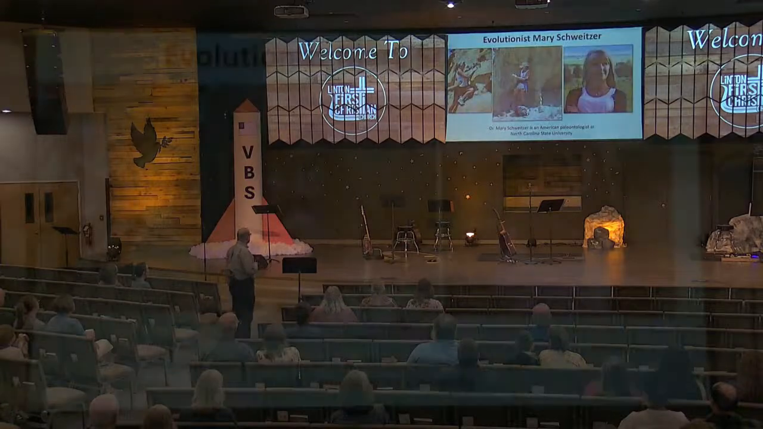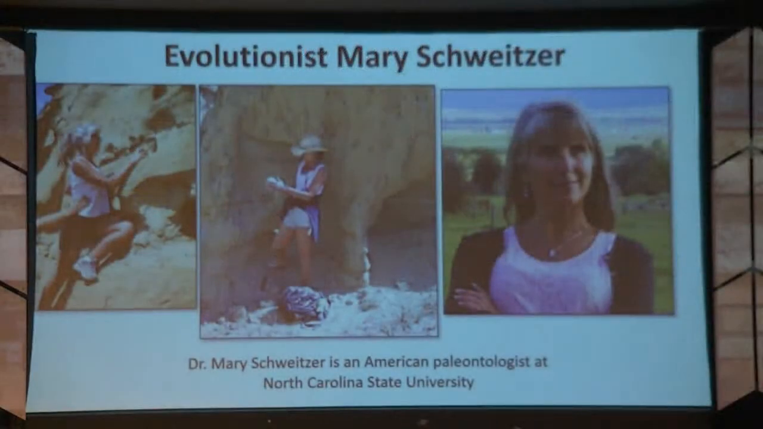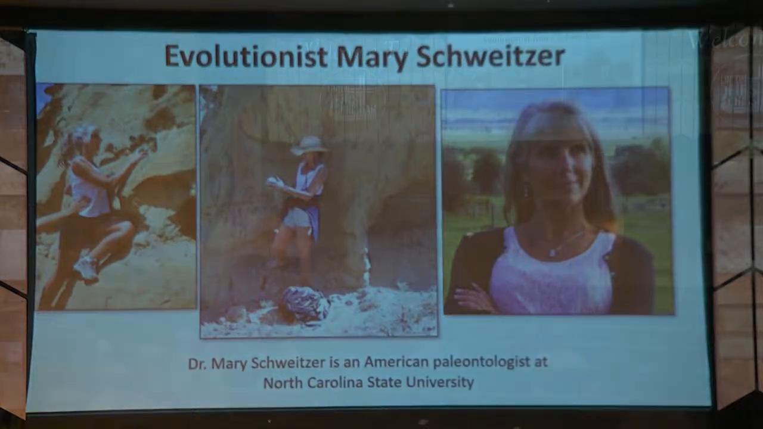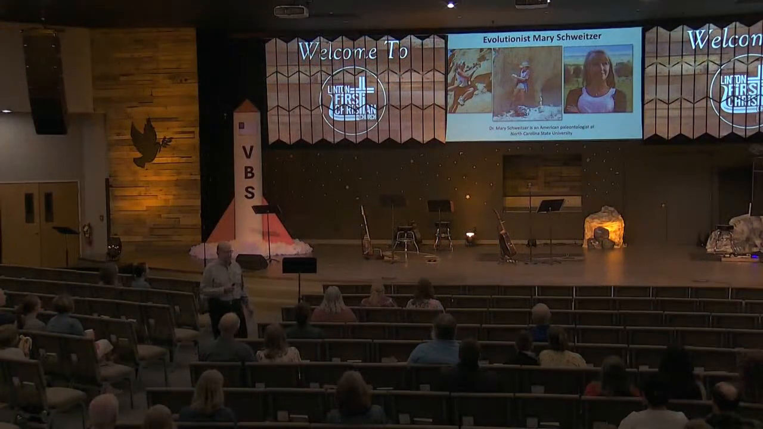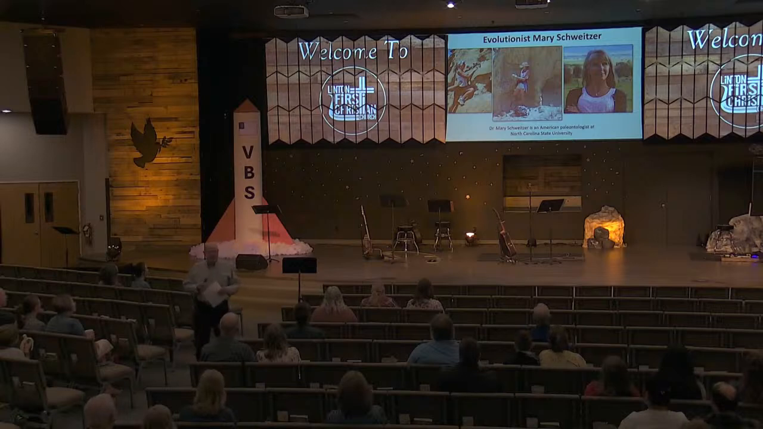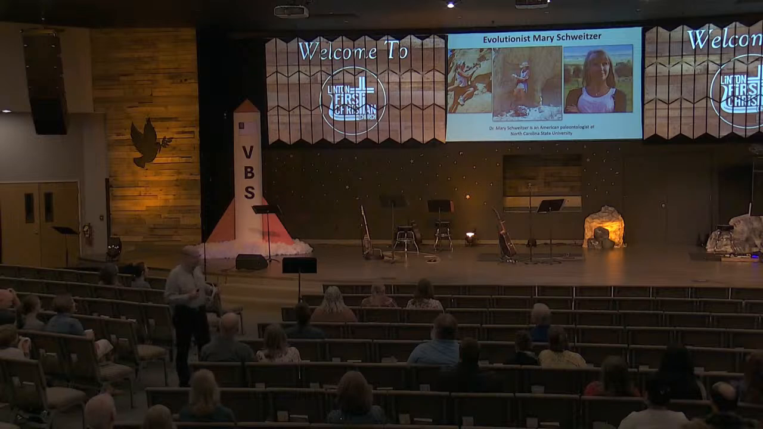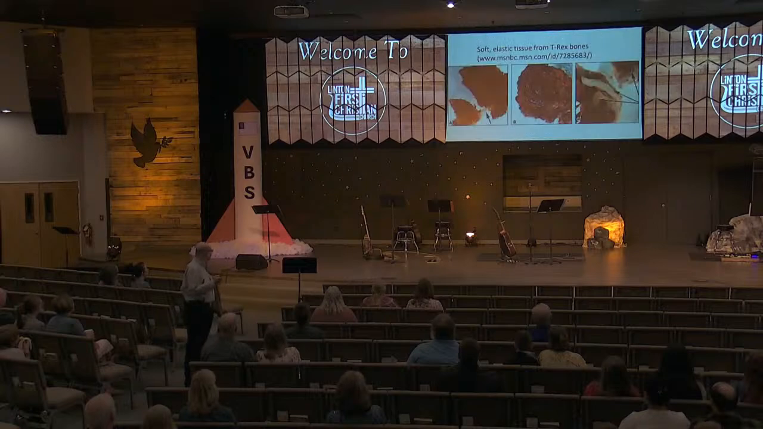Well, this is Dr. Mary Schweitzer, and she's an evolutionist. She's a professor at North Carolina State University, and she spends a lot of her time doing archaeological digs up in Montana. She was doing an interesting experiment a few years ago. She was taking some of these dinosaur bones from her dig and putting them in a weak acid to see if she could dissolve away the bone and see what kind of structure was left behind. And very interesting, this is what she found.